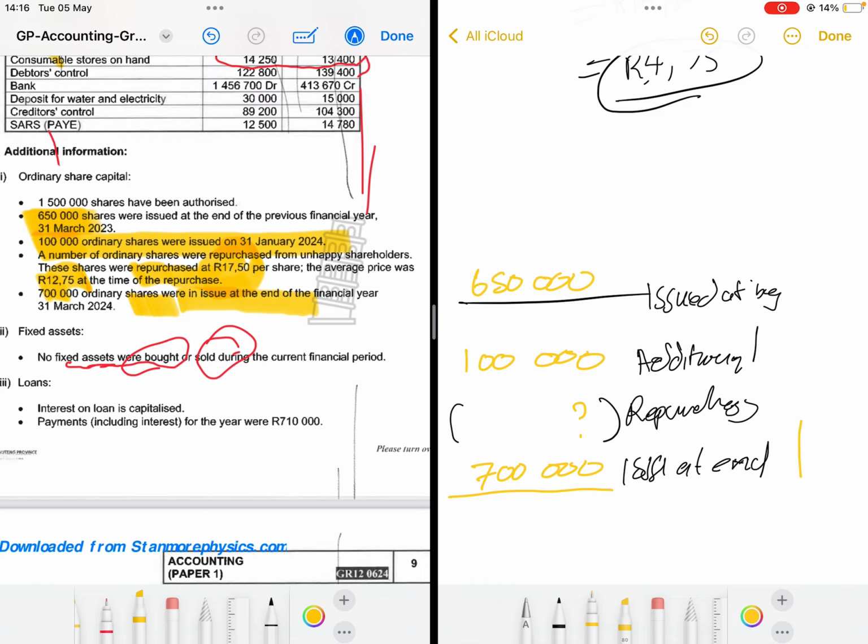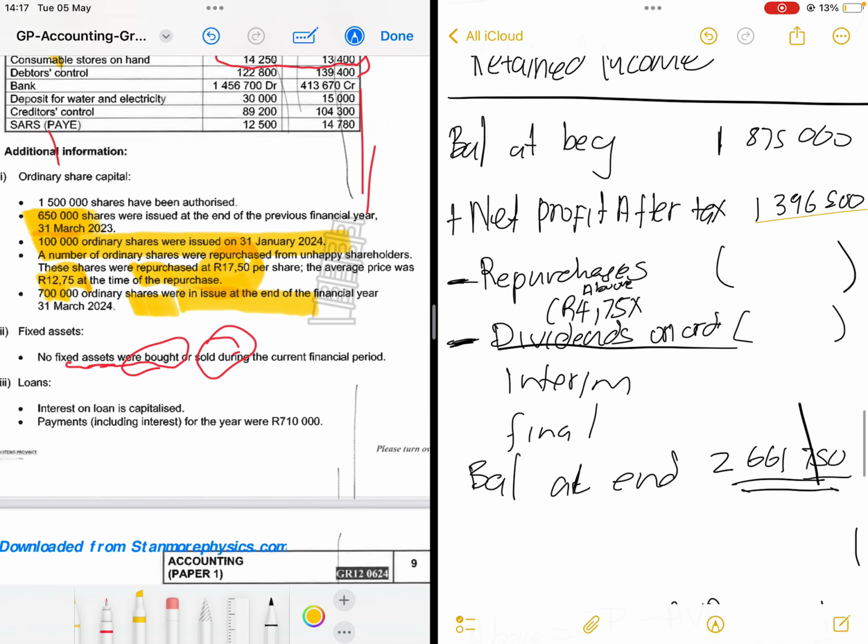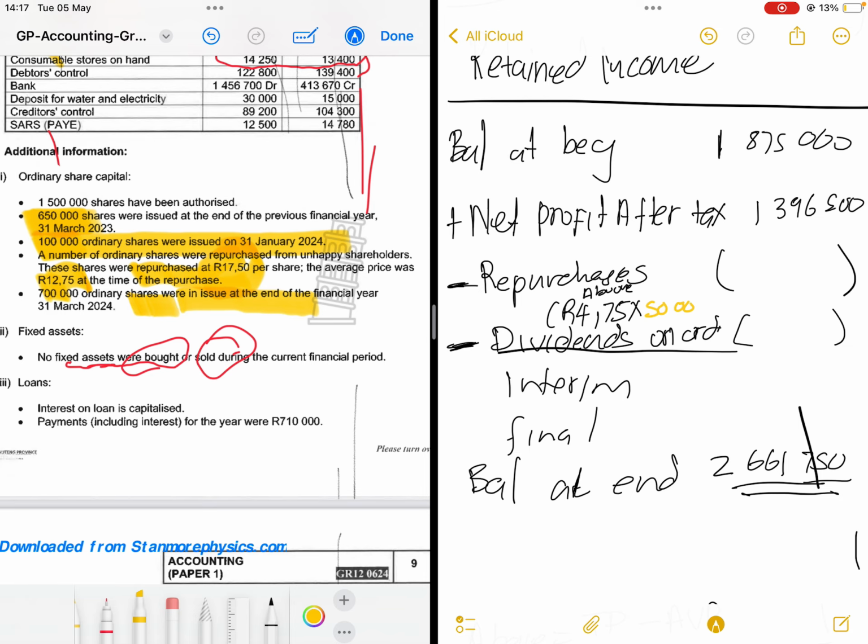Now the starting point, it will be the same sign, meaning the repurchases is going to be what? 700, and then you minus 100, then you minus 650. Then you're going to get the repurchases. You're going to get a negative something. Now you're going to say 100,000, then you minus 100,000, then you minus 650,000. The answer is 50,000 shares. So the shares repurchased is 50,000 shares.